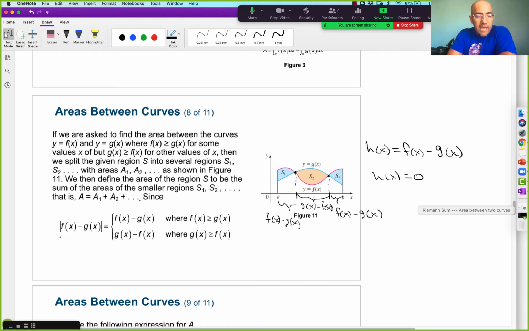Okay, so if we have the absolute value of f of x minus g of x, then we have to break it up this way. Figure out the places where f of x is greater, right? Wherever f of x is greater than g of x, we're going to subtract it this way, so we get a positive number. And whenever the g of x function is greater, we subtract it in this way, again guaranteeing that we get a positive answer.